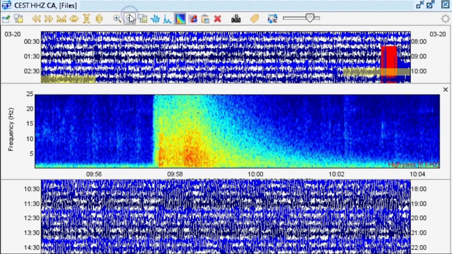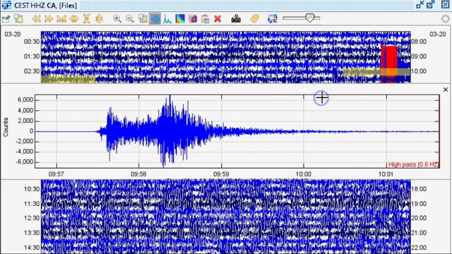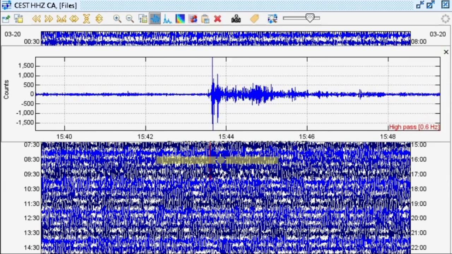I was able to get the data from France, guys, from the comfort of my own home. Woohoo! I love seismic data. I love these options, guys.